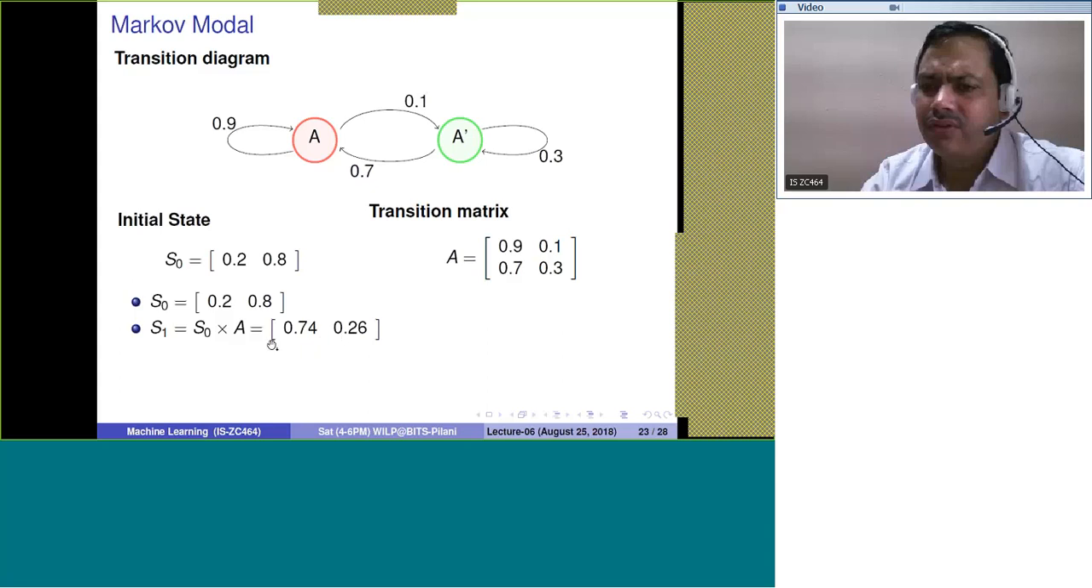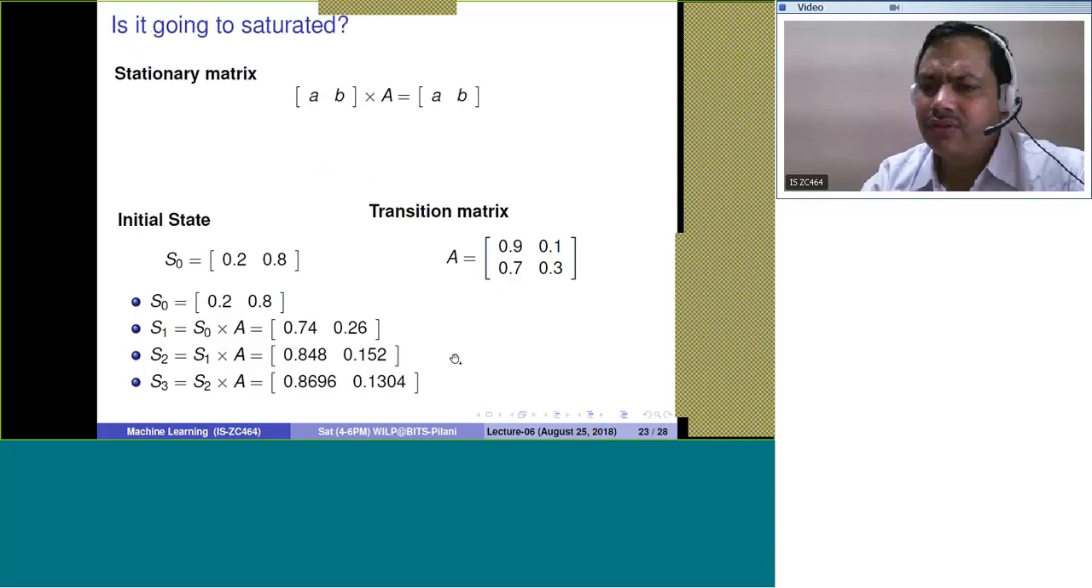Then again, if I launch the campaign, what is going to happen? If I launch the campaign again, then with this S1, I get 0.84, 0.152. Again, I launch the campaign: 0.86 and 0.1304. So you see that the first time the increment was very high, the second time it was less, and the third time it was even less. Things are changing very slowly.